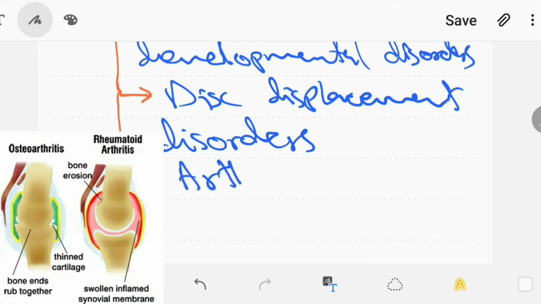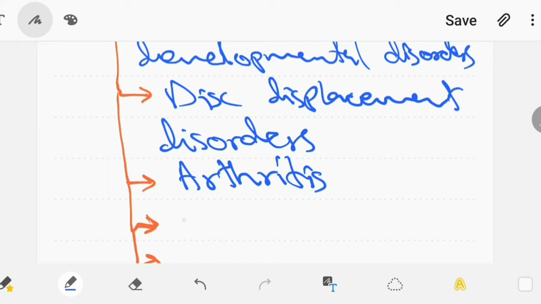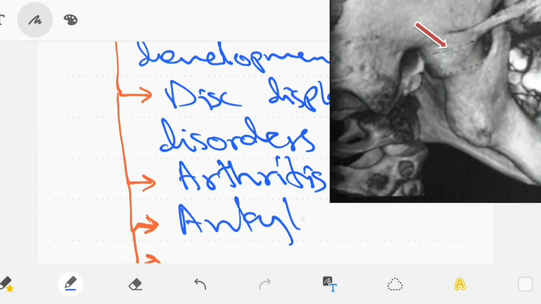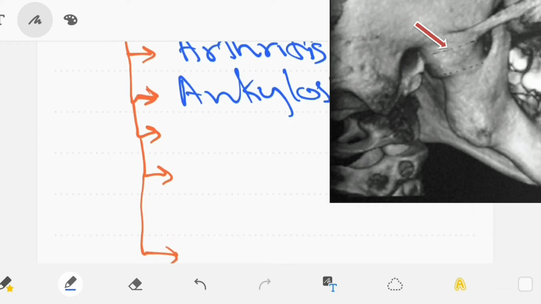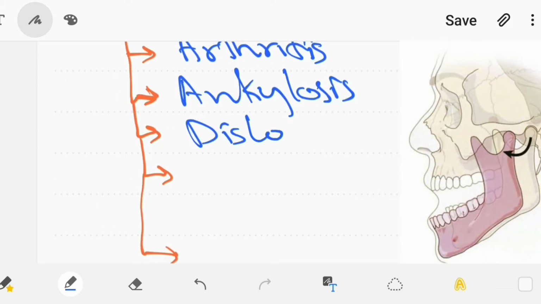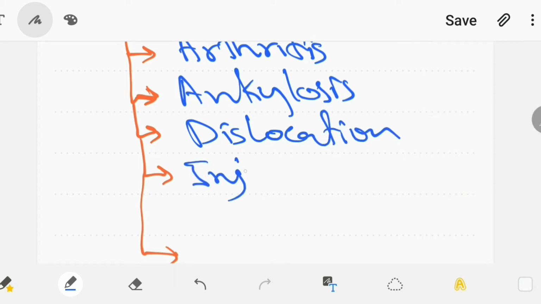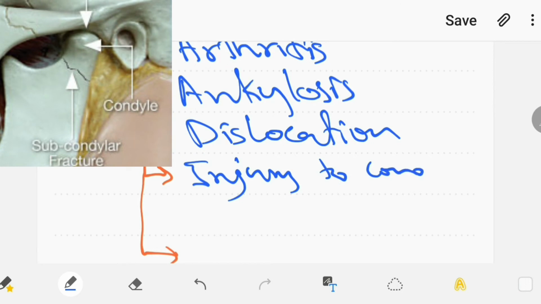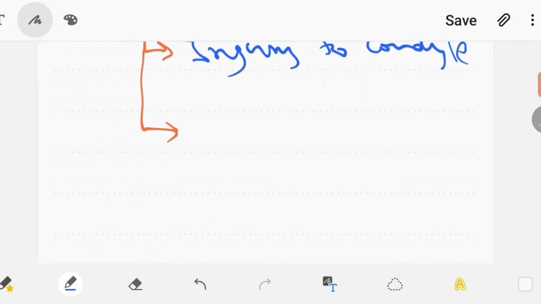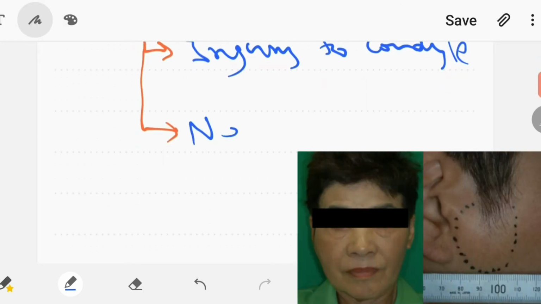TMJ arthritis, which can be either osteoarthritis or rheumatoid arthritis. Then comes TMJ ankylosis. Ankylosis can be intracapsular or the extracapsular. TMJ dislocation, traumatic injury to the condyle, and the neoplasms of the TMJ.